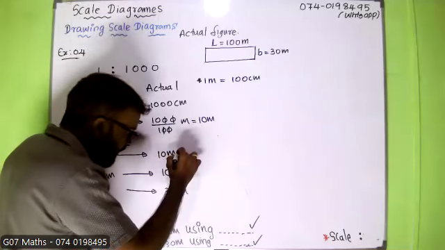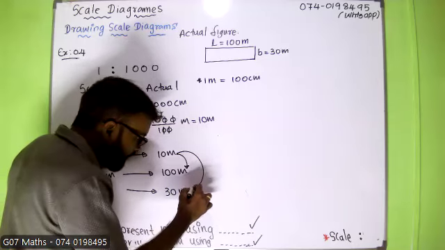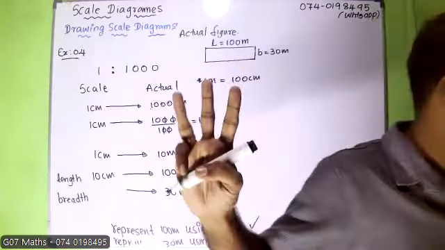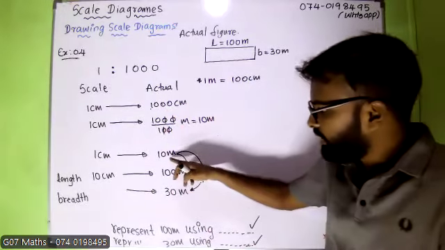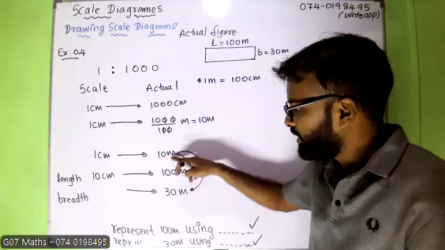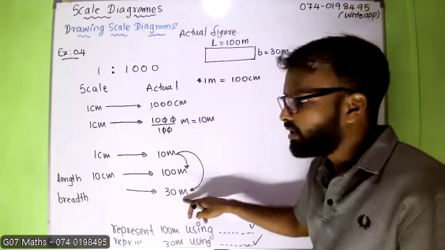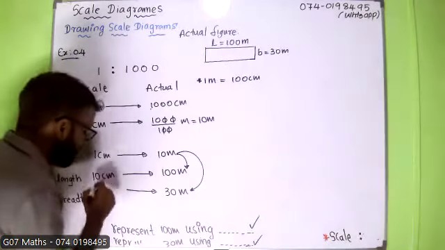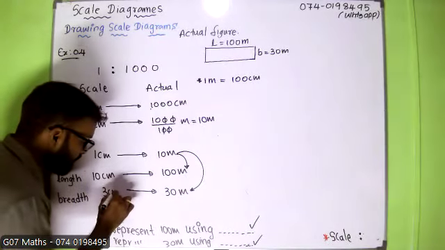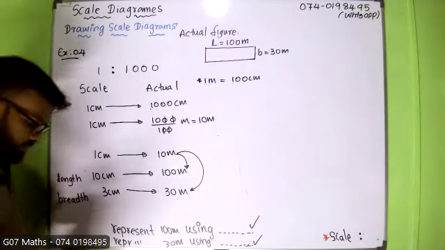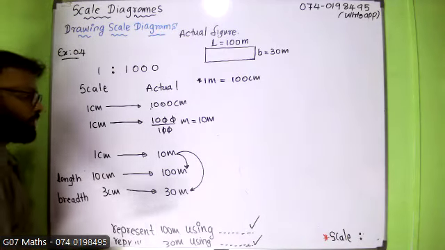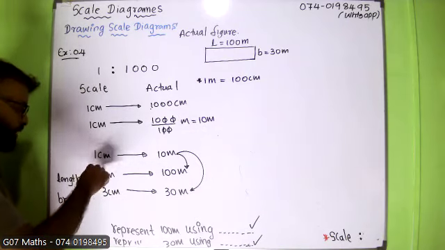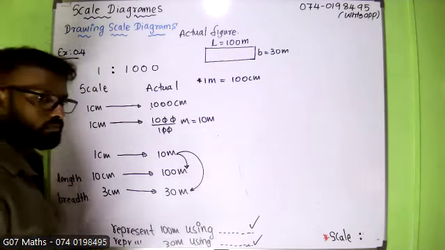Then by using this 10 meters, how do you obtain 30 meters? Multiply by 3. 10 meters multiplied by 3 is 30. So you have to multiply 1 centimeter by 3 as well. So you will get 3 centimeters. This is how you are going to obtain it. Multiply by 10, multiply by 3.